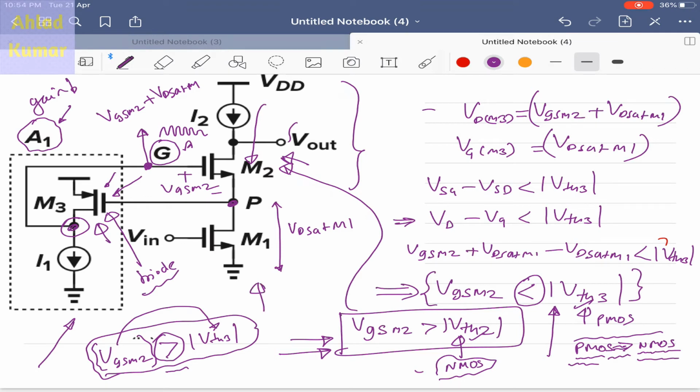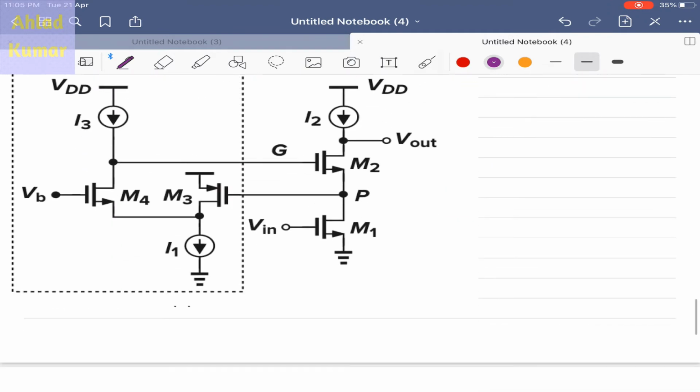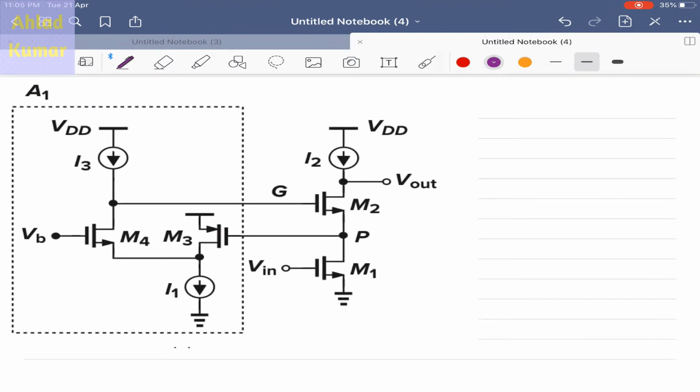Otherwise, the output minimum that we were getting here was 2 VD set, which was according to our objective. So let's discuss another topology which provides 2 VD set at the output, and also doesn't have this problem of M3 entering into triode. This problem is solved using this topology, where we are adding this additional transistor M4.